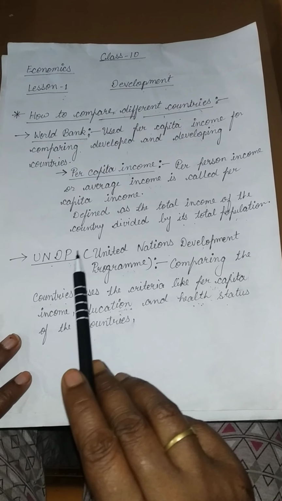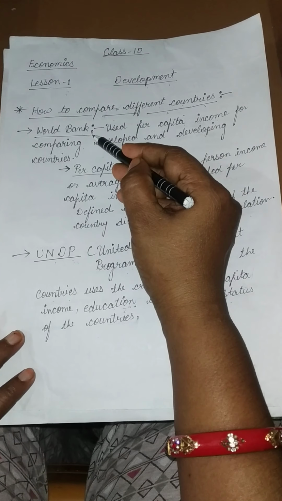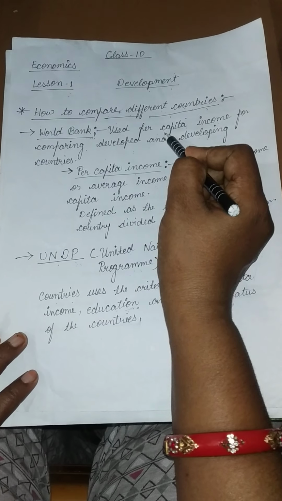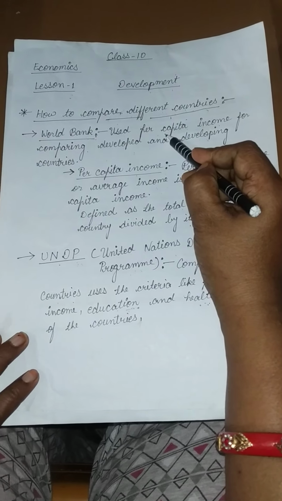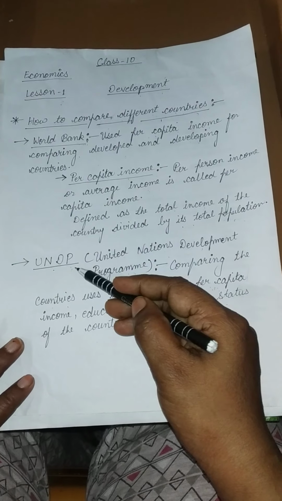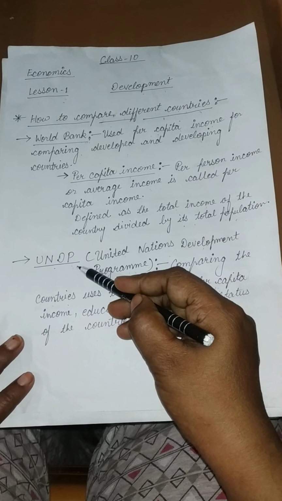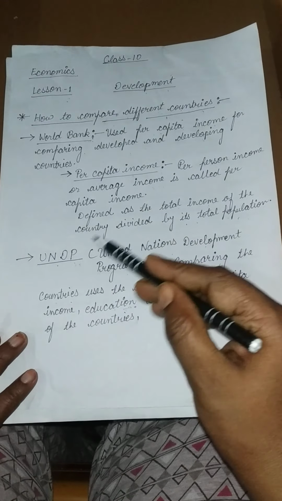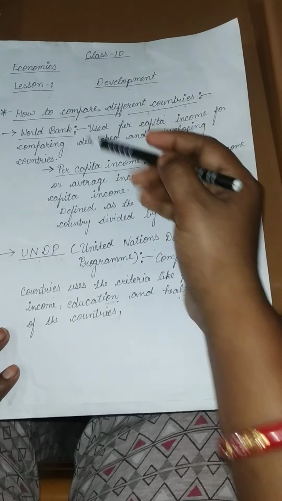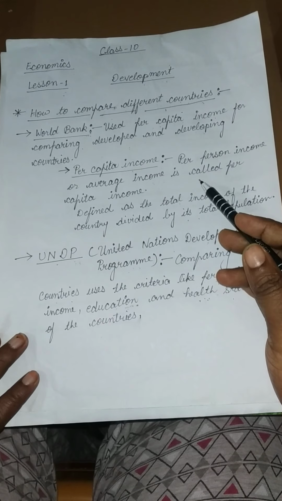You can also understand that the World Bank, which provides us data according to per capita income only, is different from UNDP. When UNDP collects data, it takes overall development into account, while the World Bank takes only per capita income for the developed or developing status of a country.